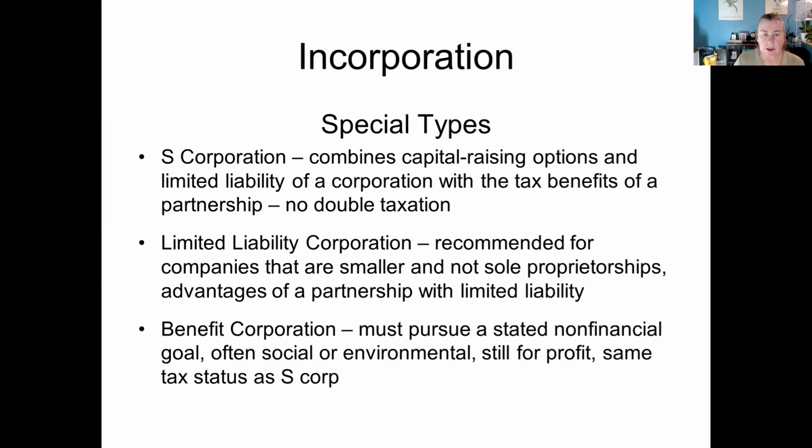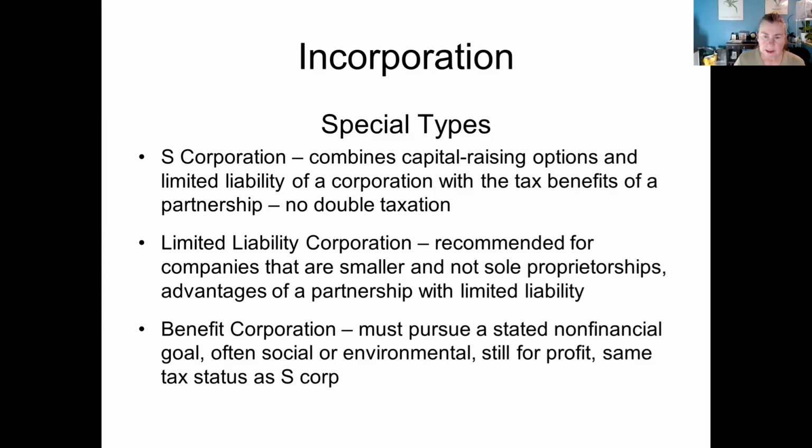There are special types, and again, there's more than this, but these are some of the primary special types of businesses. An S corporation combines capital raising options and limited liability of a corporation with the tax benefits of a partnership, no double taxation, and sometimes this is even done in a sole proprietorship. A limited liability corporation, recommended for companies that are smaller and not sole proprietors. There are the advantages of a partnership, but with limited liability. And a benefit corporation. So you're pursuing a stated non-financial goal, often social or environmental, still for profit, same tax status as an S Corp.